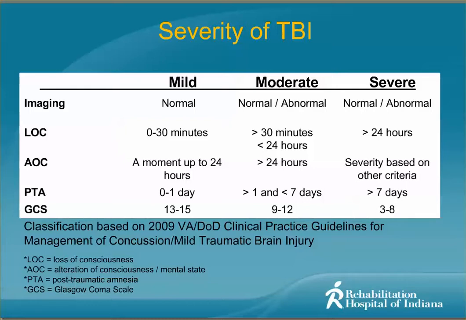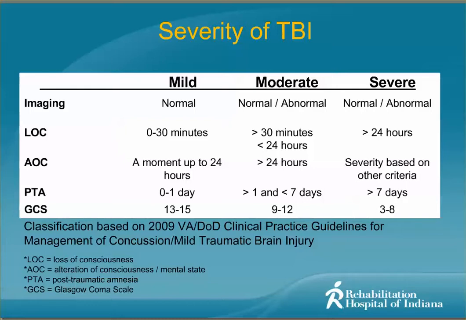And you'll see that for the mild TBI category, oftentimes that imaging is normal. The loss of consciousness is somewhere between 0 and 30 minutes. There is usually some alteration of consciousness, but it may only be for a moment, but could last up to 24 hours. Length of post-traumatic amnesia, there may or may not be post-traumatic amnesia, but it shouldn't be more than a day. And then a GCS score of somewhere between 13 and 15. 15 essentially is a normal score for the Glasgow Coma score. The lower the score, the worse the injury is.